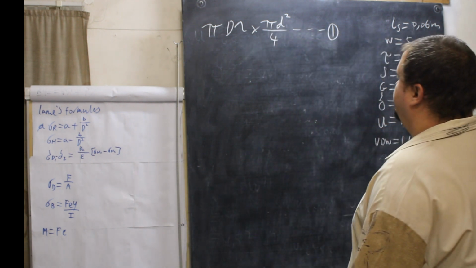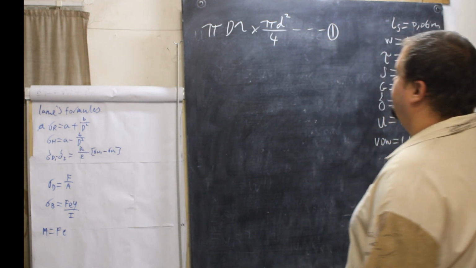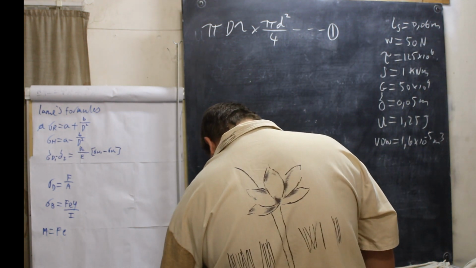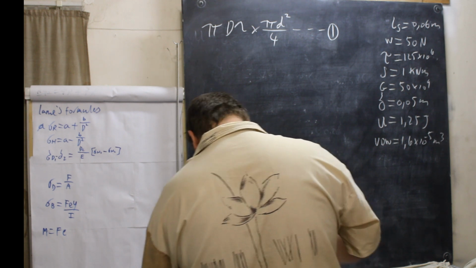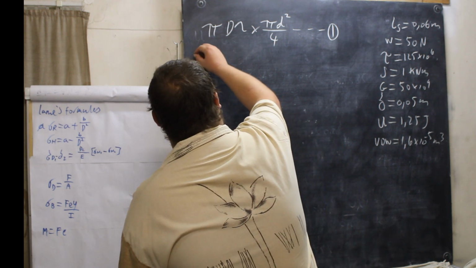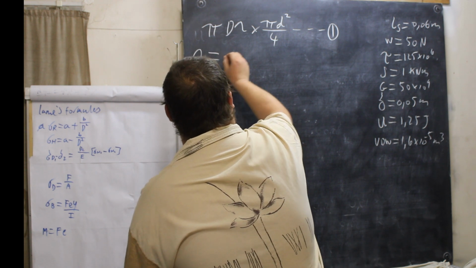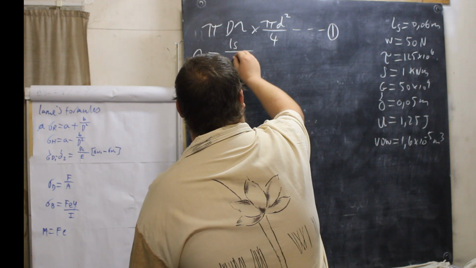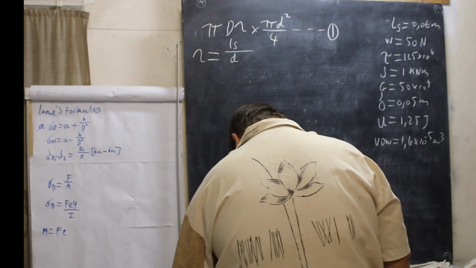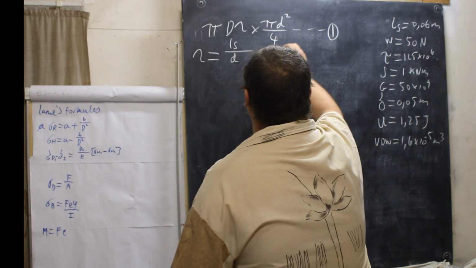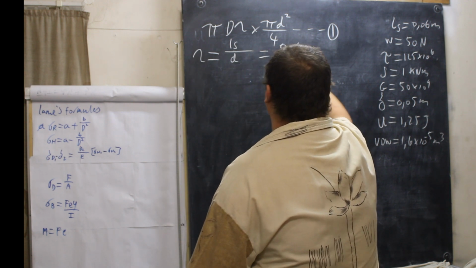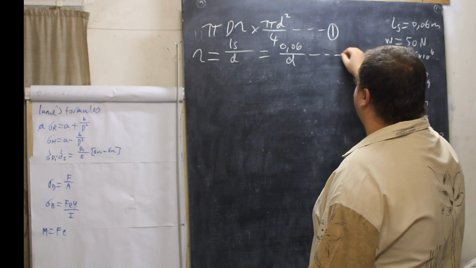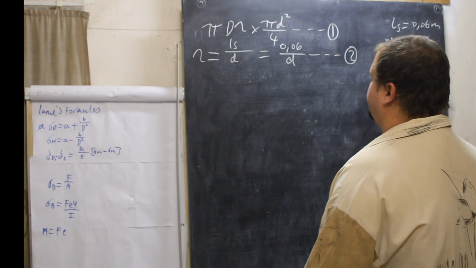That's equation 1, which we will use near the end. Okay? Now we need to get equation 2, the number of coils. So the number of coils is N equals length of solid over D, over little d. So this equals 0,06 over little d. So that is our second equation.